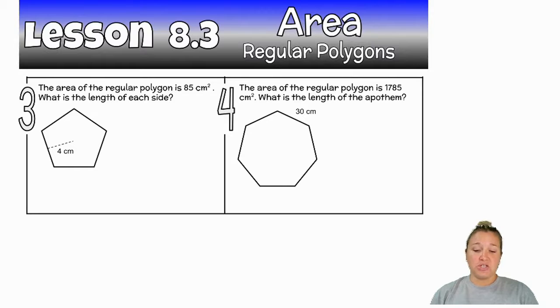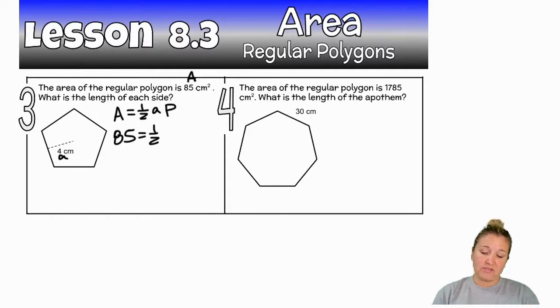So now a little bit more challenging. We're going to have to find the length of each side. So I know the area this time as 85 centimeters squared, and so I'm going to have to solve for each side. So I know that the area is going to be equal to 1/2 times the apothem times the perimeter. So I know the apothem, but I don't know the perimeter, and I know the area is 85. So going in and plugging those in, I get 85 is equal to 1/2 times the apothem, which is 4, times the perimeter of the outside.